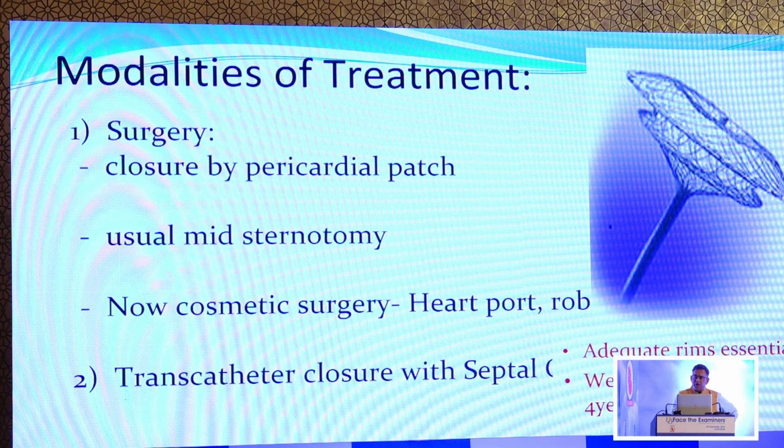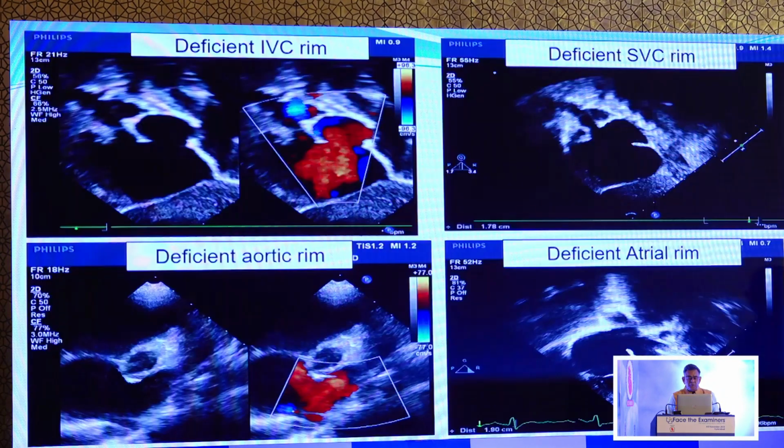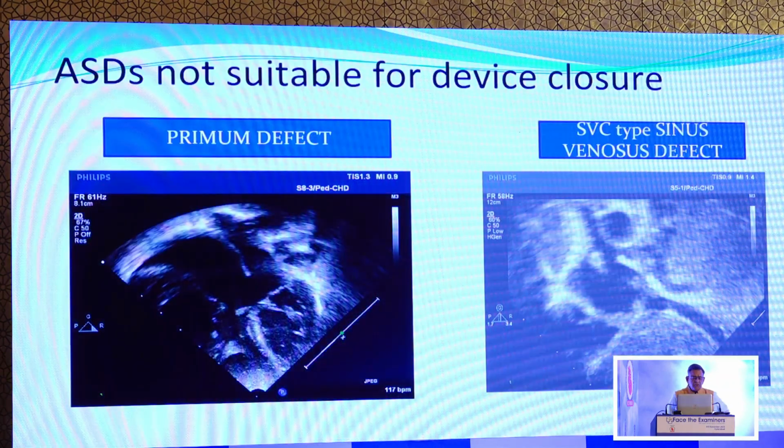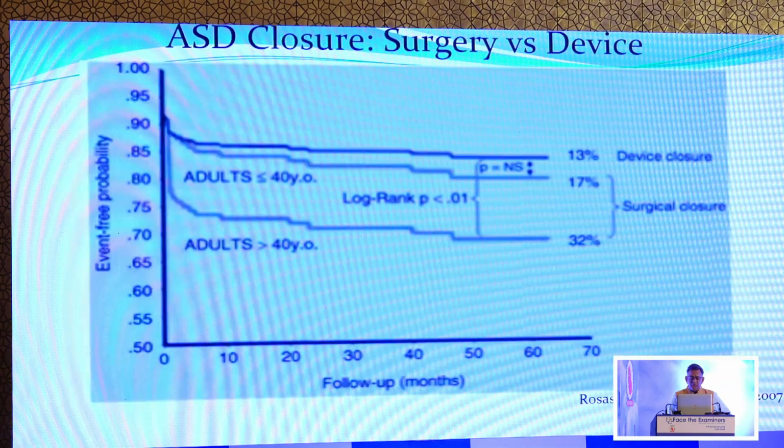Transcatheter closure can be done, but it is essential to see that rims are there, and the Indian guideline says that weight has to be more than 15 kgs and age more than 4 years. The reason is that the atrium itself is very small. If you close it with an atrial septal occluder, the rims of the device which extend beyond the diameter may erode. So one should be very cautious about doing it in small children. The ASDs not suitable are primum defects and superior vena cava defects.